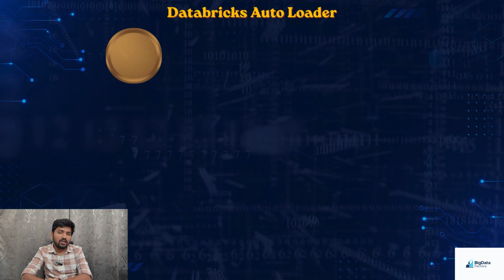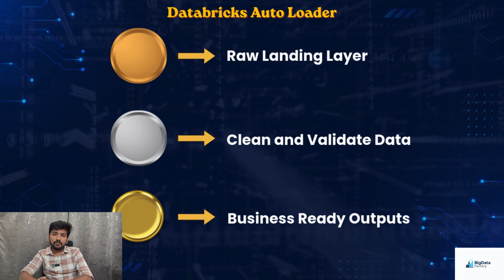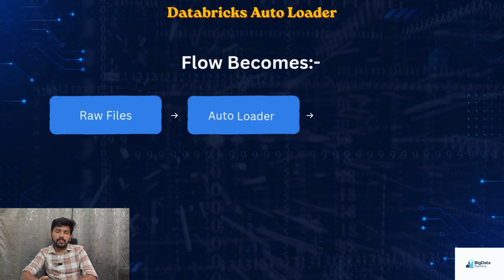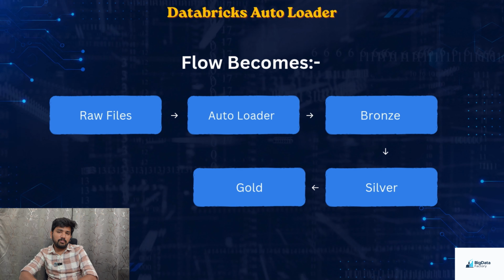Now where does this fit in Medallion Architecture? If you watched my Medallion Architecture video, you already know the flow. Bronze, silver, gold. Bronze is the raw landing layer. Silver is where we clean and validate data. Gold is where we create business-ready outputs. Auto Loader usually helps with the raw to bronze step. So the flow becomes raw files in cloud storage, Auto Loader, bronze Delta table, then silver transformations, then gold metrics. That is why Auto Loader is so useful in a Databricks pipeline. It solves the first production problem: how do we ingest files continuously without manually tracking every file?